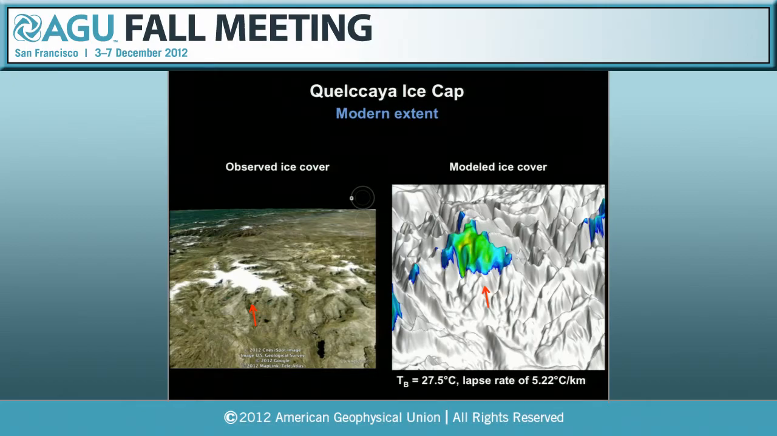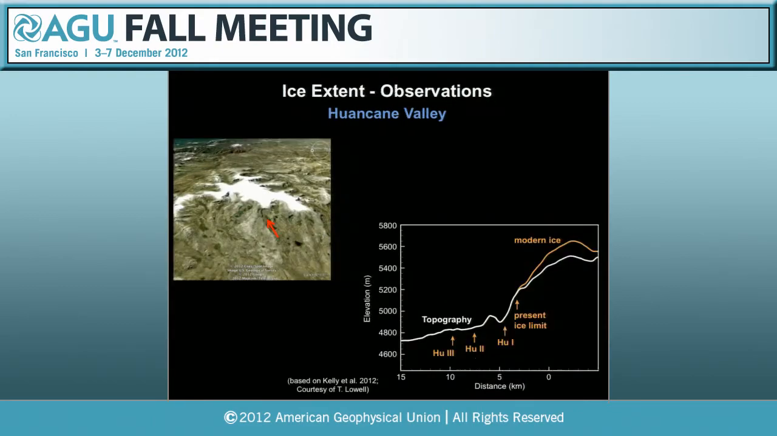To compare the extent of the glaciers, we look at a topographical profile through the Huancané Valley. We have the distance from the crest on the x-axis and elevation on the y-axis. The white line is the topography, the orange here is the modern ice extent from the observations, and these arrows show the glacier extent at the different times.